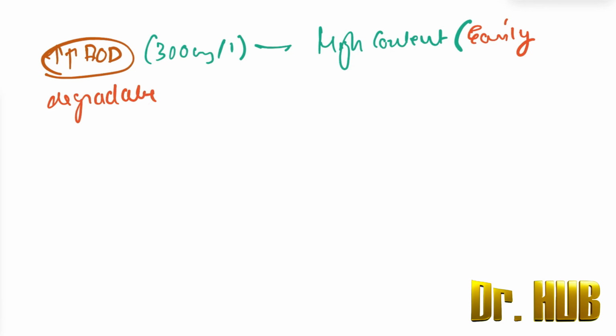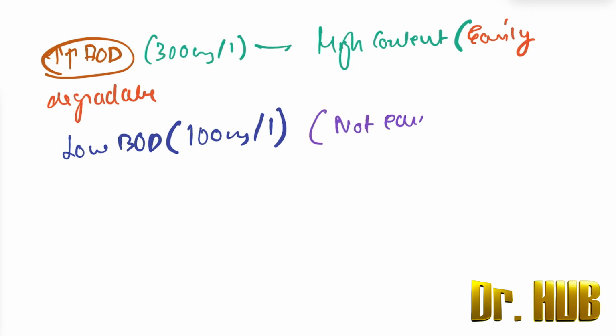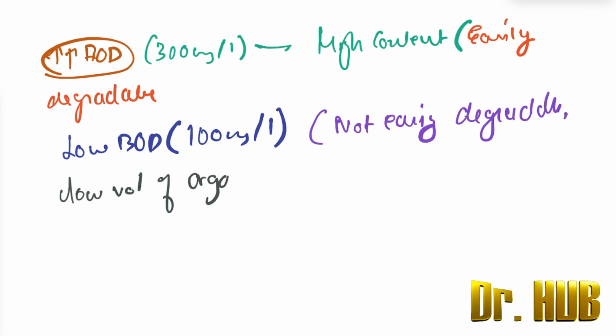While a low BOD, about 100 mg per liter, indicates the presence of content that is not easily degradable. So it has a low volume of organic matter, or measurable problems.